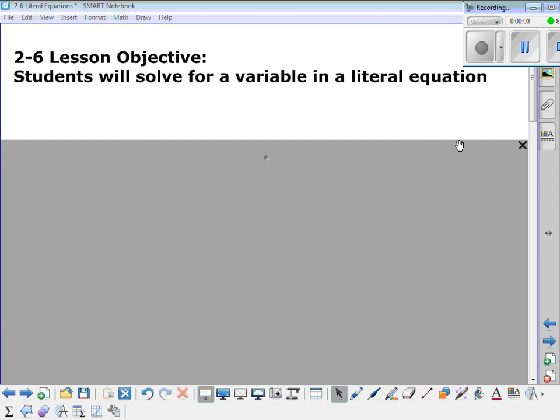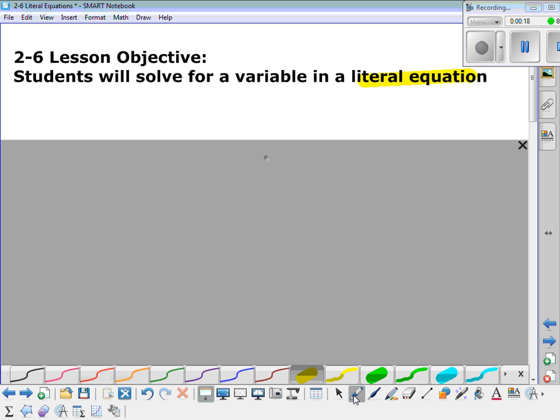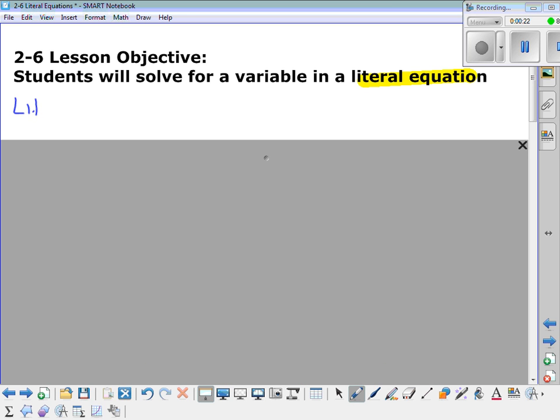Today's lesson objective is that students will solve for a variable in a literal equation. First of all, it's a term that you're probably not used to hearing, a literal equation. A literal equation is an equation with two or more variables.